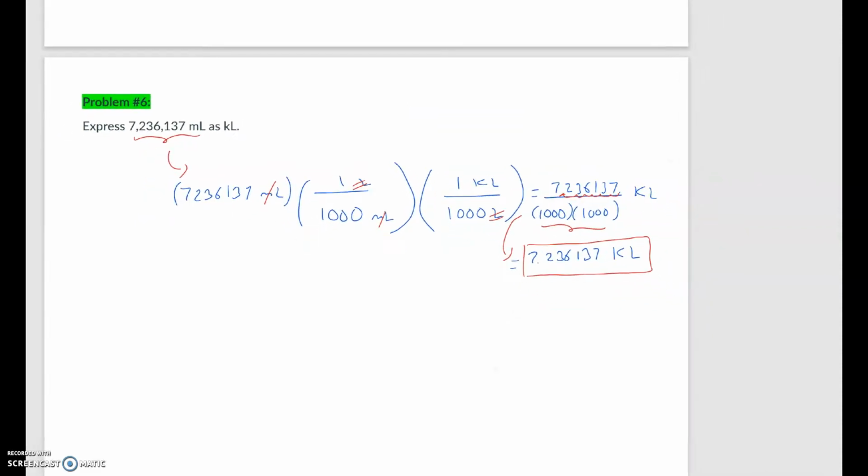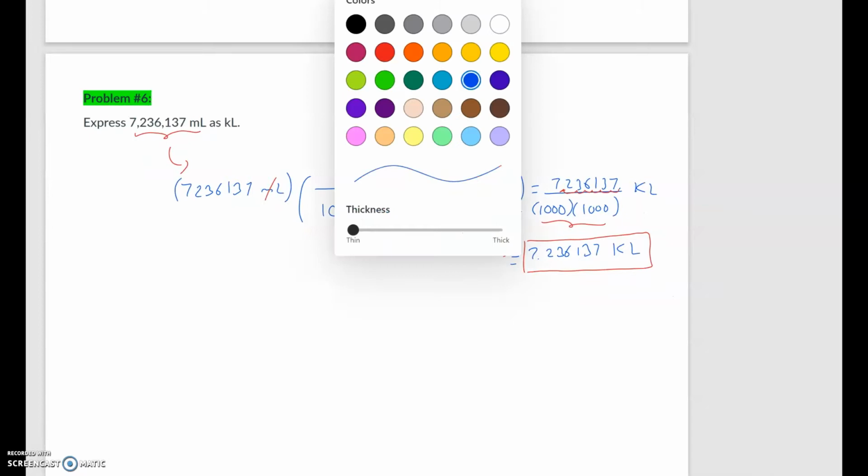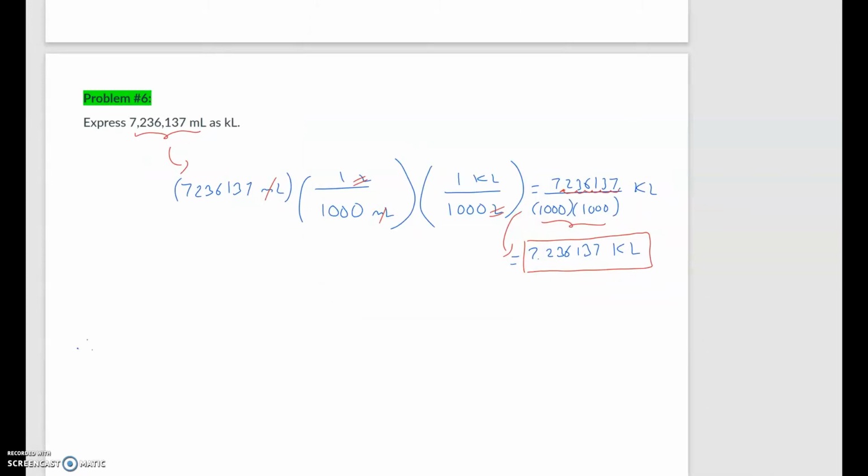And then let me rewrite it. In this case, 7,236,137 milliliters is equal to 7.236137, and this will be kiloliters.